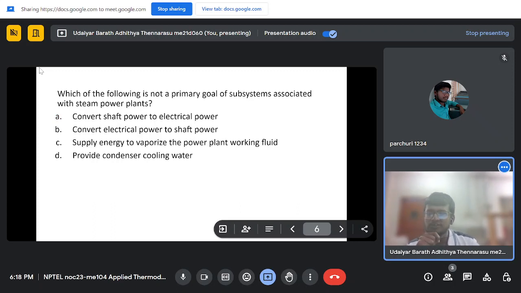So moving on, which of the following is not a primary goal of subsystems associated with steam power plants? Out of those listed, which is not your main goal? A, convert shaft power to electrical power. B, convert electrical power to shaft power. C, supply energy to vaporize the power plant working fluid. D, provide condenser cooling water.